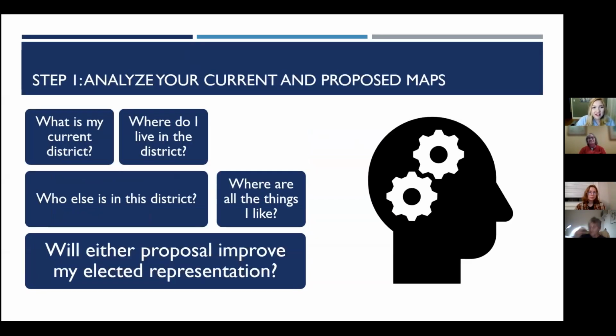So let's start with analyzing. We've already done this basically. All the things I mentioned earlier, where's your district? Where do I live in the district? What are the things I like? Where are they within the district? Who else is in my district? You're just analyzing the maps. You're doing exactly what I did before where I looked at my maps.